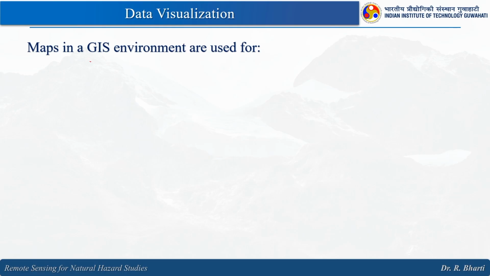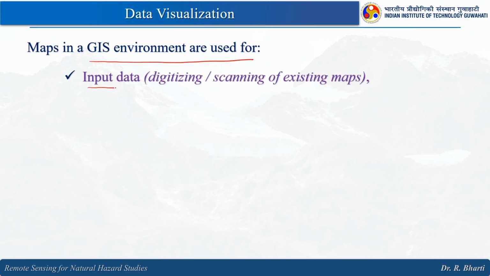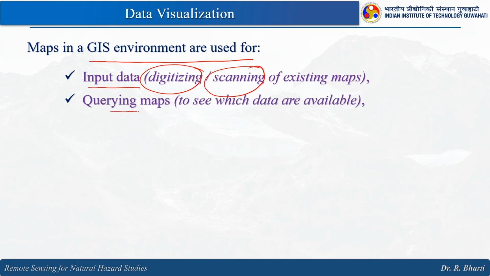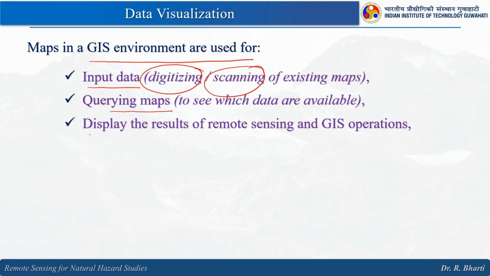So, maps in a GIS environment are used for input data. It can be digitized or it can be scanned, right. Querying the map, to ask whether A is near to B, whether A is far from B, or what the locations are within a 10 kilometer radius of this particular point. Those things can be done.